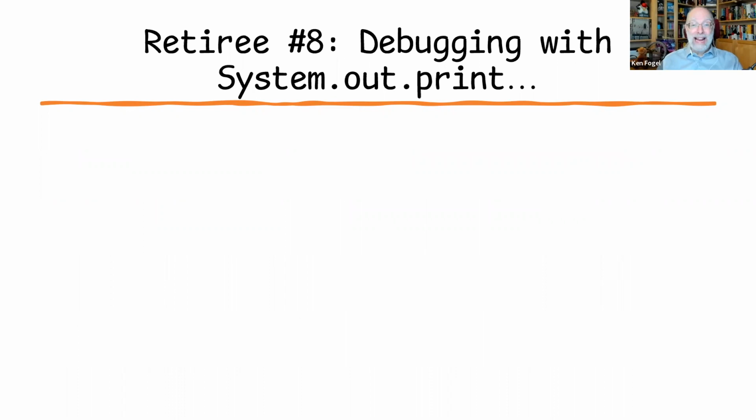Retiree number 8. Well, this is an easy one. The debugging with System.out.print. Sometimes when I was in the classroom, I'd be walking through the lab and I would imagine myself in some old movie in the 40s or the 30s, and I would have a wooden ruler and I would walk by a student and I would see them write System.out.print, X equals, and then I would use my wooden ruler and wrap them on the knuckles.